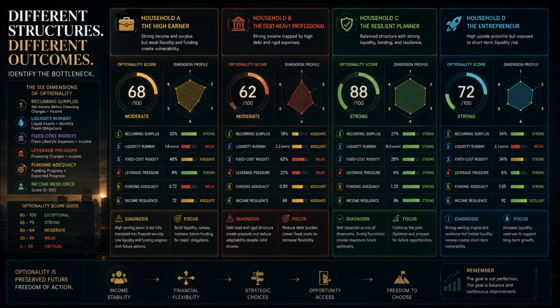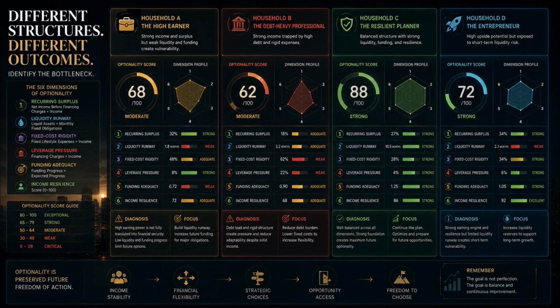Let's see how different households can arrive at very different optionality outcomes. Household A we'll call the high earner. Strong income, strong recurring surplus, weak liquidity, weak funding adequacy, optionality score 68. The diagnosis here, great income, weak financial architecture. The focus is to build liquidity and increase future funding.